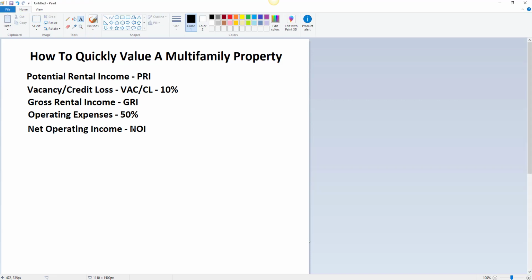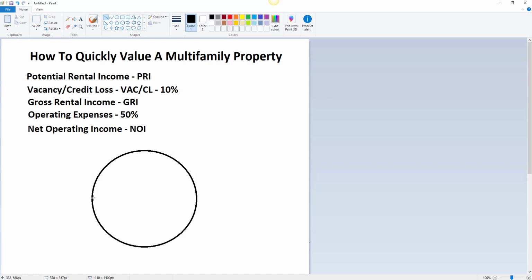So once we know what our NOI is, we can then determine the value of the property, or whether their price point is within somewhat of a good range. So how do we do that? Well, if you remember, I showed you a chart. Let's see if I can move this thing here.